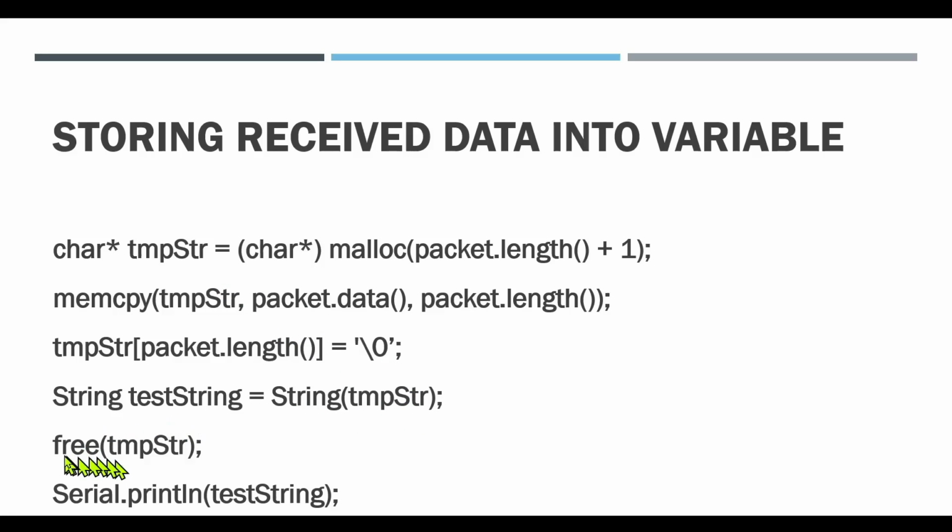And then we have to free this temp string, because when we use this memory allocation command, if we don't free it and the loop is run like 15 or 20 times, then the memory will be full. So you have to free this memory once you have used it, and then we can print this to serial. So let's copy this to our code and see if this works.